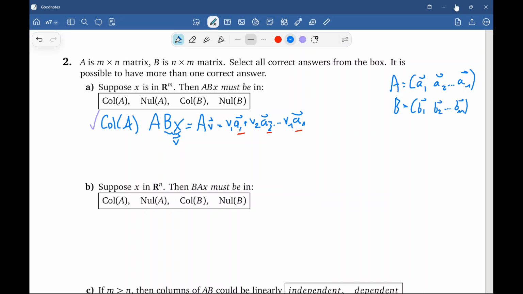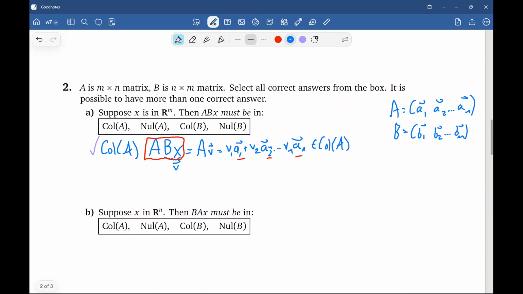And so what we're seeing here is that ABx, this original vector over here, we can write it as a linear combination of the columns of A. And so this is definitely in the column space of A. The big concept here is that if we have A times any vector, this is always in the column space of A. Okay? So column space of A is correct.